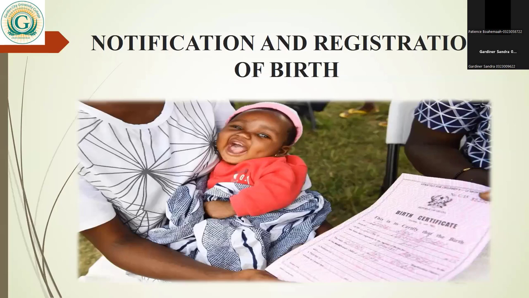Okay. The period for the registration is from 0 days to 1 year. It is free. But after the 1 year, when the child is 1 year and even a day, you are going to pay for the biometric. It is 100 cedis. And the old one that we write is temporary.